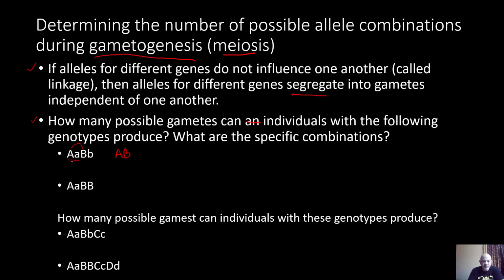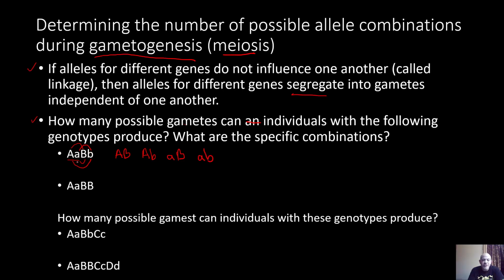The next possibility is to get big A and little b. So big A can go into one gamete and the little b can go into that gamete. That would be another possibility, big A, little b. And then another possibility would be little a, big B. Remember, gametes are only supposed to get one copy of each gene because you only get one complete set of chromosomes in your gametes. And then finally, the last possibility is little a, little b.